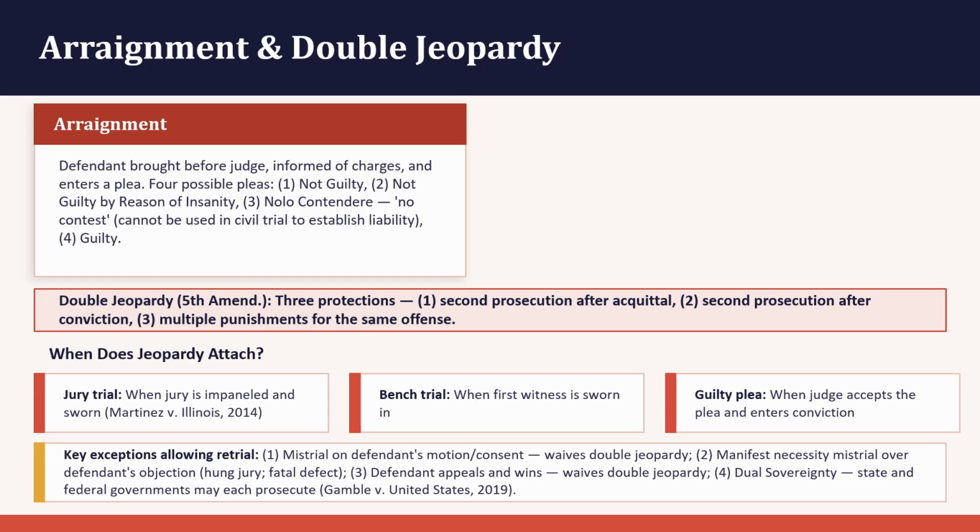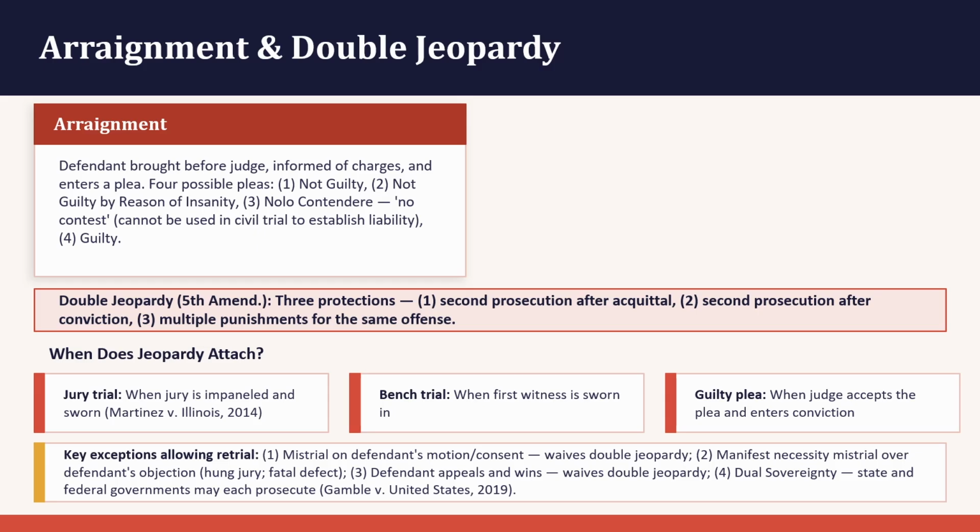Double jeopardy is one of the most fundamental protections in the American constitutional system, with roots reaching back to ancient Greece, Roman law, the Magna Carta, and Blackstone's commentaries. The Fifth Amendment's double jeopardy clause provides three distinct protections: against a second prosecution after acquittal, against a second prosecution after conviction, and against multiple punishments for the same offense.